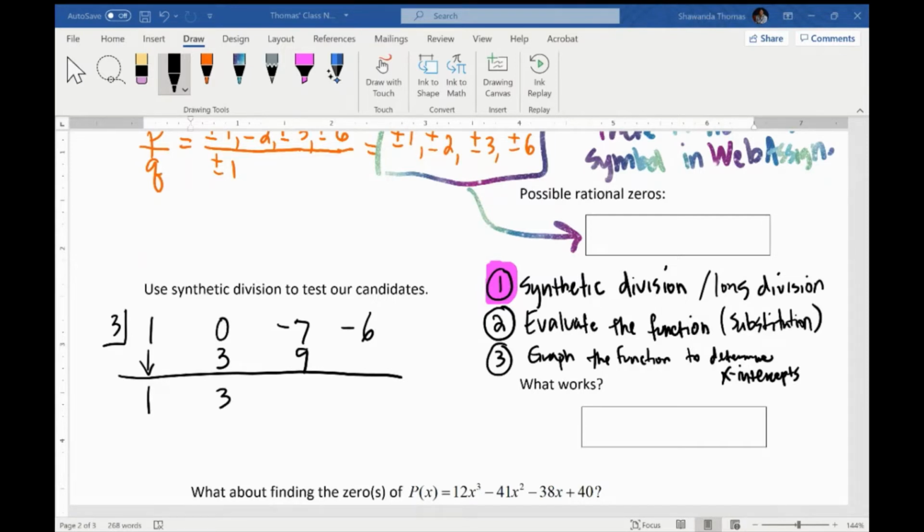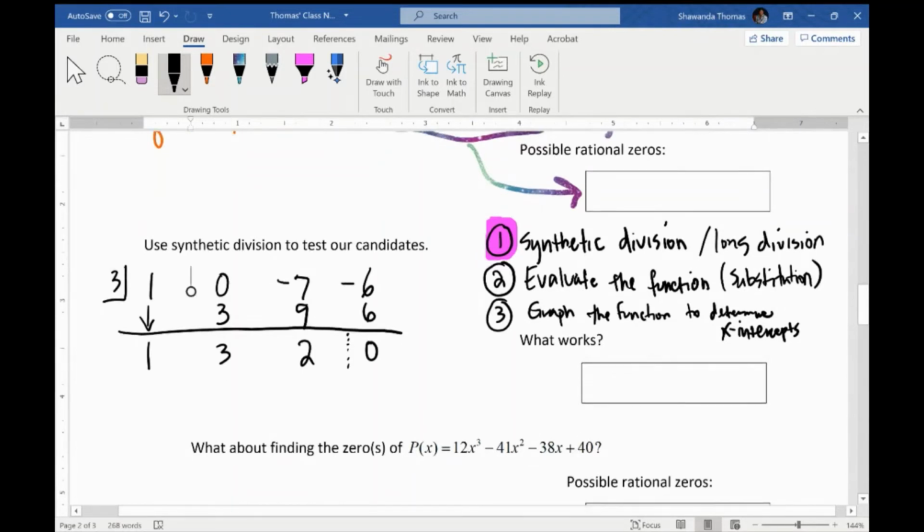Then 2, then 6. 2. Oh, okay. Sweet. And then 0. 0. Okay, that worked out. So we know what is a 0 right now. 3. All right.